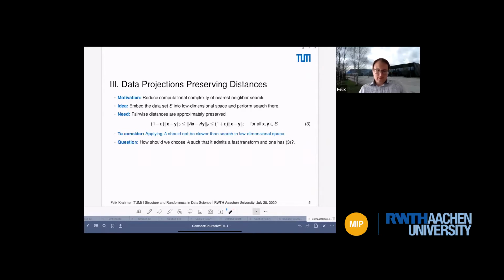that makes the problem faster. But of course, there's something to consider, namely, if after projecting we can perform the search very fast, but the cost of computing the projection for all the data points is very costly, then we haven't gained anything, right? So what we need is, you should be able to apply A in a fast manner. So we ask the question here, how should we choose A that admits a fast transform, and one has this equation. So then you could already see it's again an interplay of structure. We need some structure that allows us to get a fast transform, and then we have some remaining degrees of freedom, because of course there's not just one fast transform, but we have some choice.